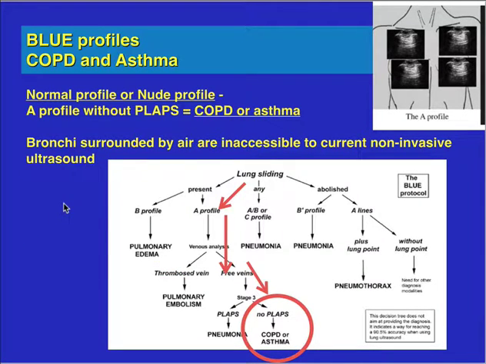So the next thing we're going to look at is an A profile without PLAPS, which means you have an A profile everywhere. You have it in the anterior, the lateral, and the posterior regions, and you had to intubate this patient for hypoxic arrest. Actually, sometimes you even see very prominent A lines. You see more A lines than normal. The bronchi, surrounded by air, are inaccessible to current non-invasive ultrasound. So in this case, you will think that COPD or asthma is the cause of the patient's respiratory failure.